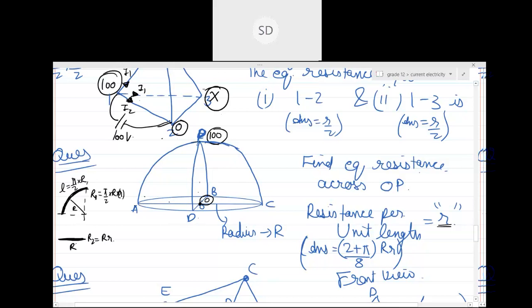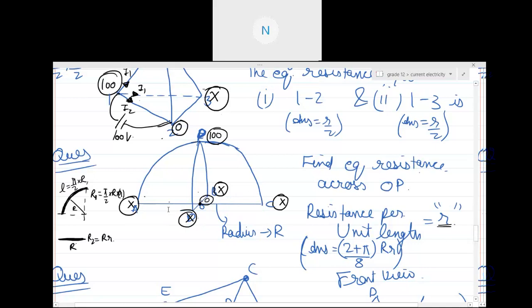If all of them are identical, then by symmetry, can I say this is X, this is also X, this is also X, and this is also X? That is correct. By symmetry, I can say these are all X. So can you see this circle which is lying on the flat part? Those resistances which are lying between X and X will be removed. So what will be the only thing which will be left? The only thing which will be left will be this.